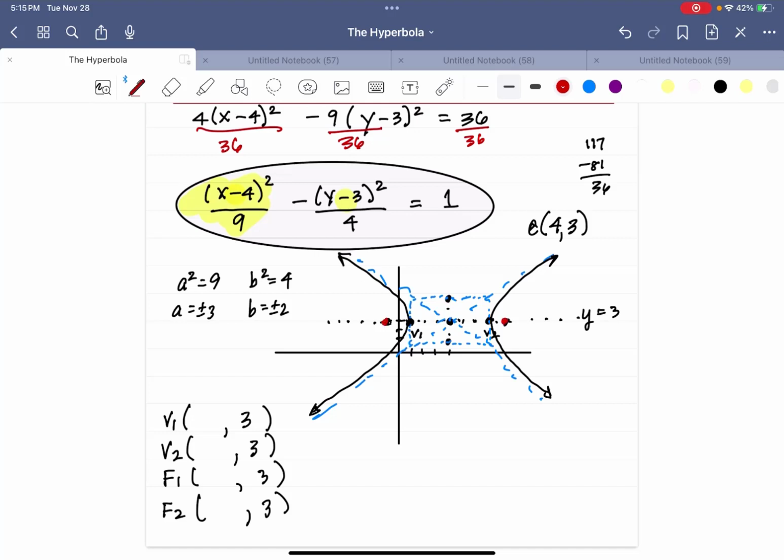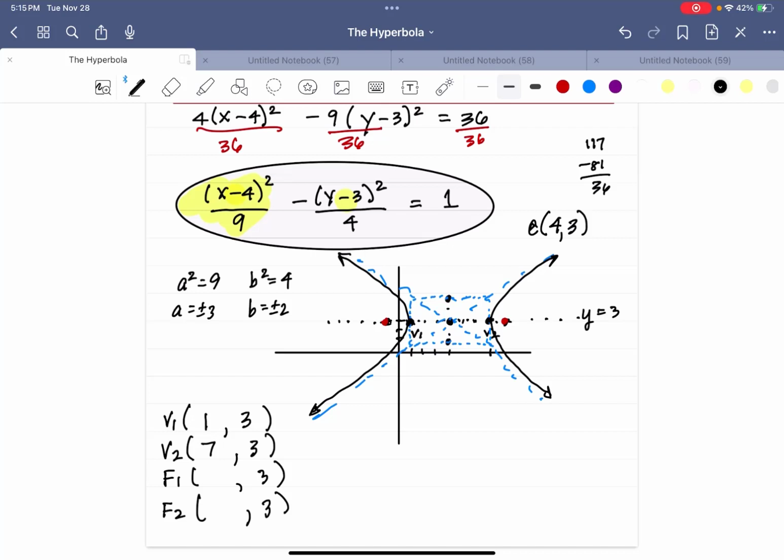So think about what you did. We were at the center 4, and we went to the right 3. So 4 plus 3 is 7. And then we went to the left 3. 4 minus 3 is 1. And actually, according to the way I have it drawn, it would be this. So that's at 1, 3, and that's at 7, 3.